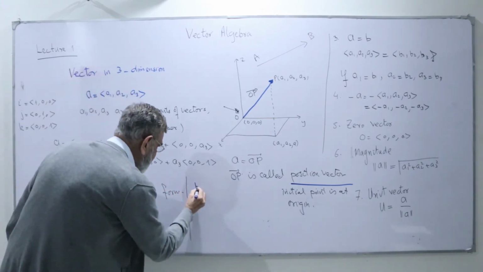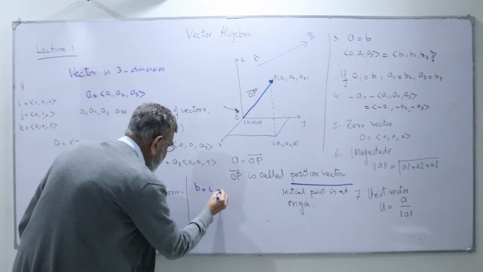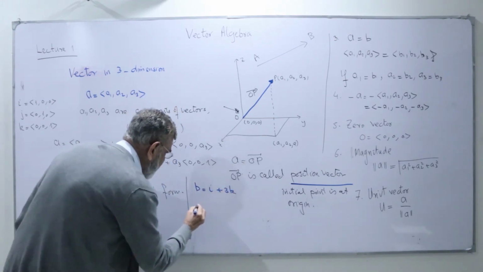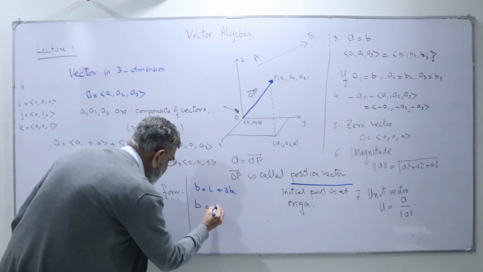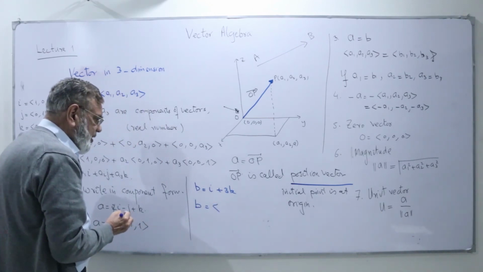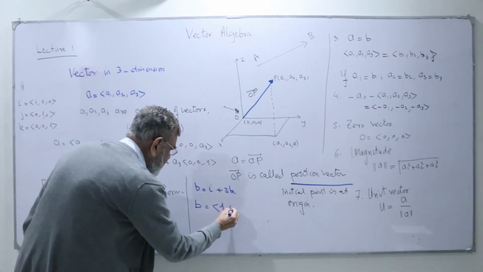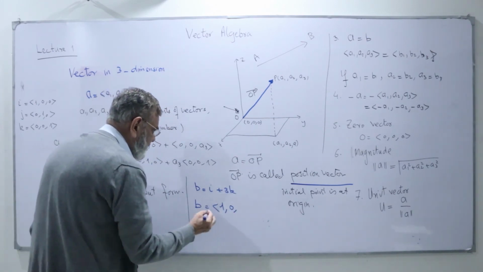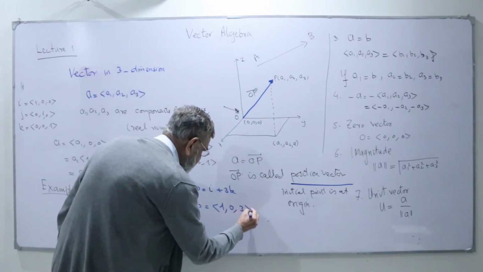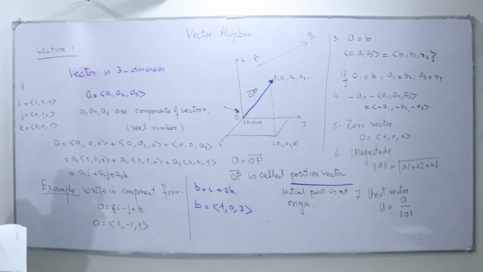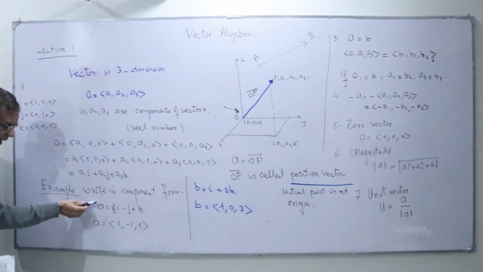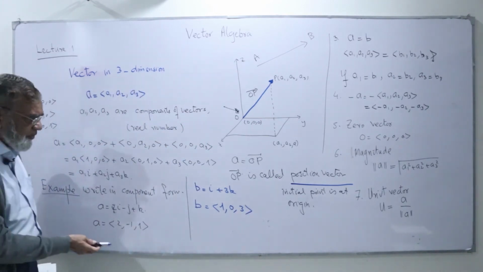Another example, I'm having here the vector B. My vector B is equal to i plus 3k. So what's the component form? B is equal to: the component of i is 1, there is no j, so that will be 0, and the coefficient of k is 3. So this is (1, 0, 3). Given the component form, we can write the unit vector form in terms of unit vectors.